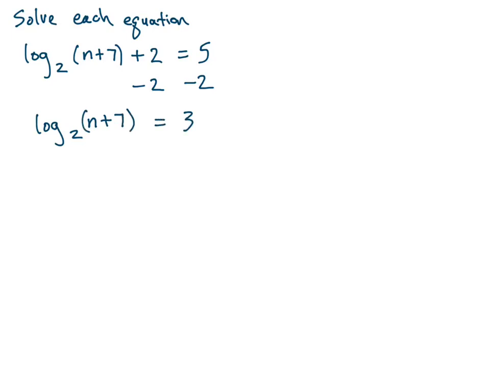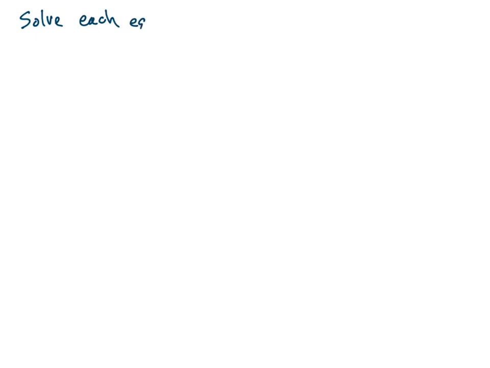Once I get that log all by itself, I just convert that. So the base is 2. So I would write that as 2 to the third equals n plus 7. So 2 to the third is 8. And then I can easily solve that for n. Just subtract 7 on both sides. And then 1 would equal n.